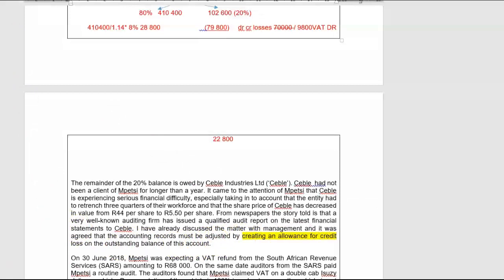So what is going to be our allowance for credit losses that we are going to create now? The total outstanding balance is 22,800, but we have to take out the VAT in order to create the allowance for credit losses, which is then 20,000. So what is our entry going to be? We're going to debit an expense account, credit losses adjustment account, 20,000, and we're going to credit an allowance for credit losses for 20,000 Rand, which obviously needs to be disclosed. So we have that allowance there.